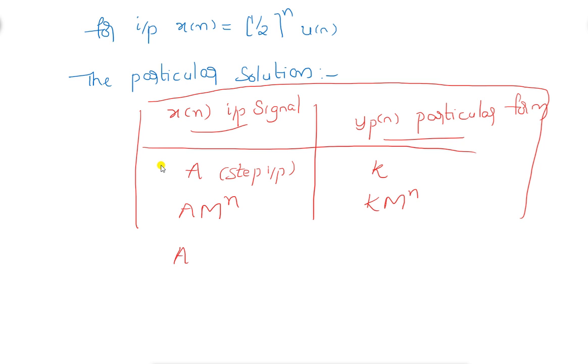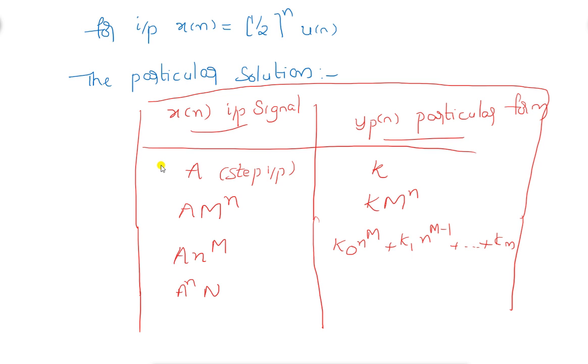If the input is in the form of n to the power of capital M, then my particular solution is k0 n to the power of m plus k1 n to the power of m minus 1 and so on up to km. This is my particular solution. So this is predefined. If my input is in the form of a to the power of n and n to the power of m, then my particular solution should be in the form of a to the power of n times k0 n to the power of m plus k1 n to the power of m minus 1 and so on up to km.